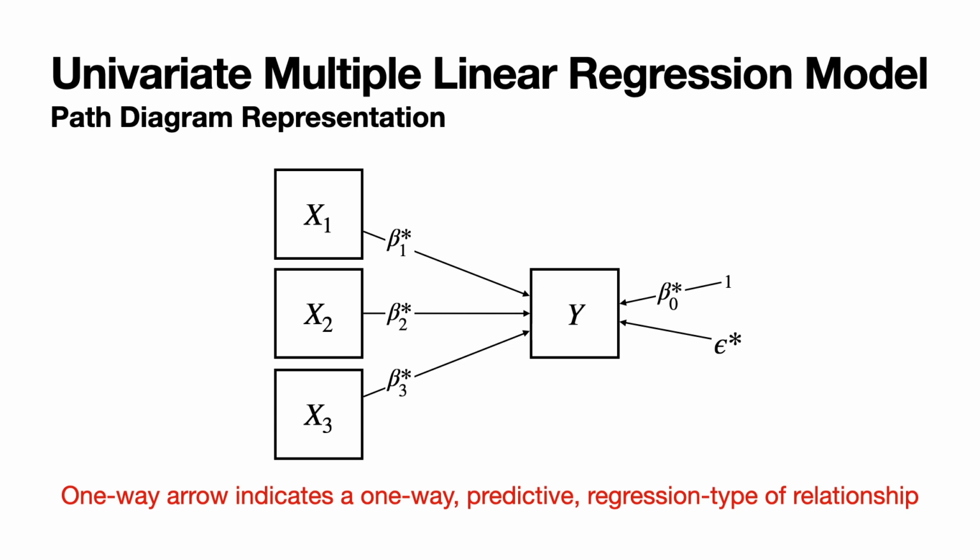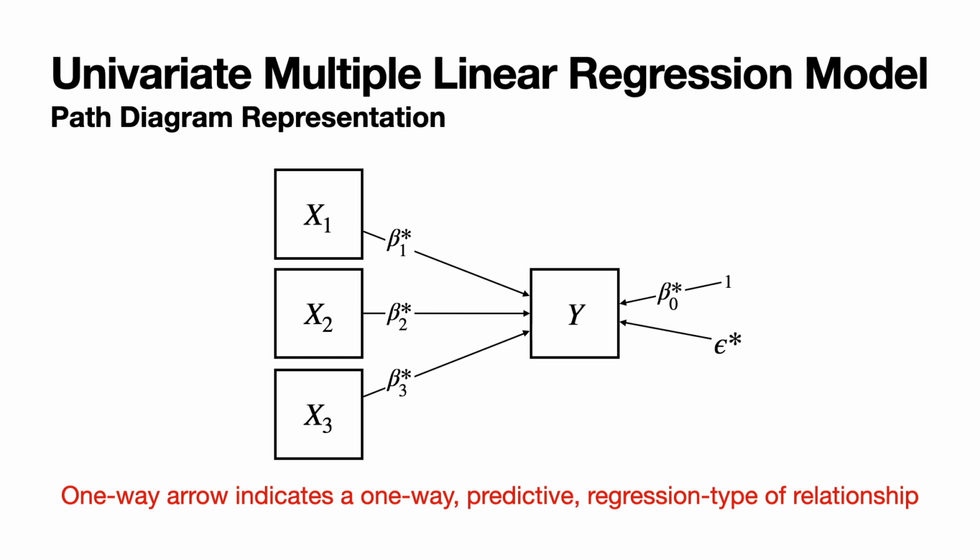And each of those explanatory variables has emanating from it a one-way arrow to the response variable y, which is also enclosed in a square, and so that tells us that the response variable y is also considered to be a manifest variable. And so we have these one-way predictive regression type of relationships relating each of the explanatory variables, x1, x2, and x3, to y. And so x1 is allowed to impact y, x2 is allowed to impact y, and x3 is also allowed to impact y in this model.